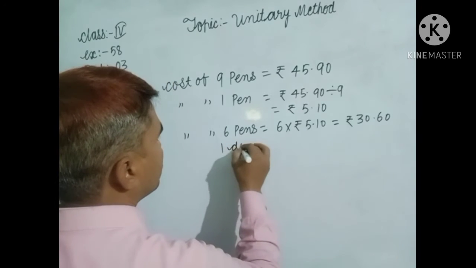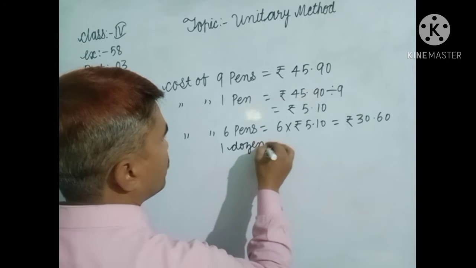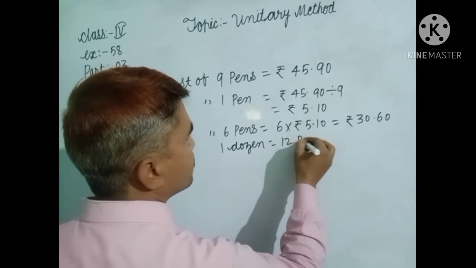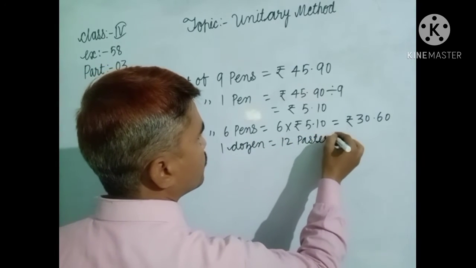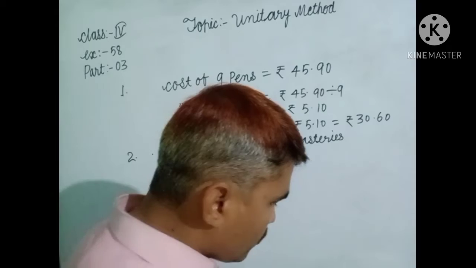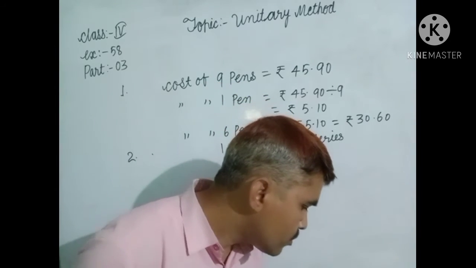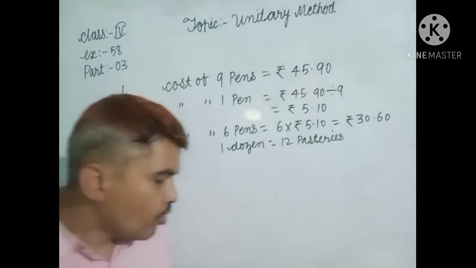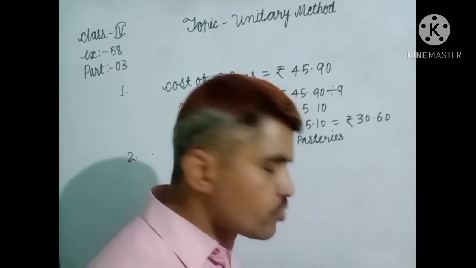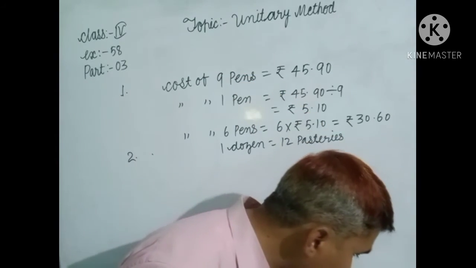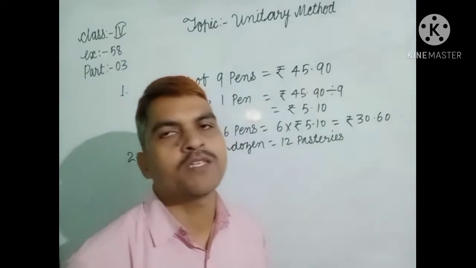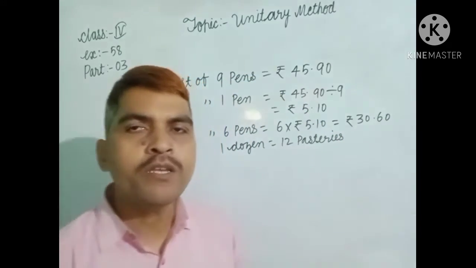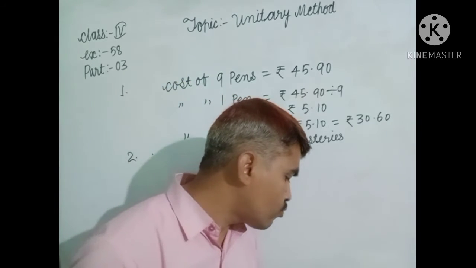Now the second question: if a dozen pastries, one dozen is equal to 12 pastries, 1 dozen pastries cost 24 rupees 60 paise. What is the cost of 20 pastries?